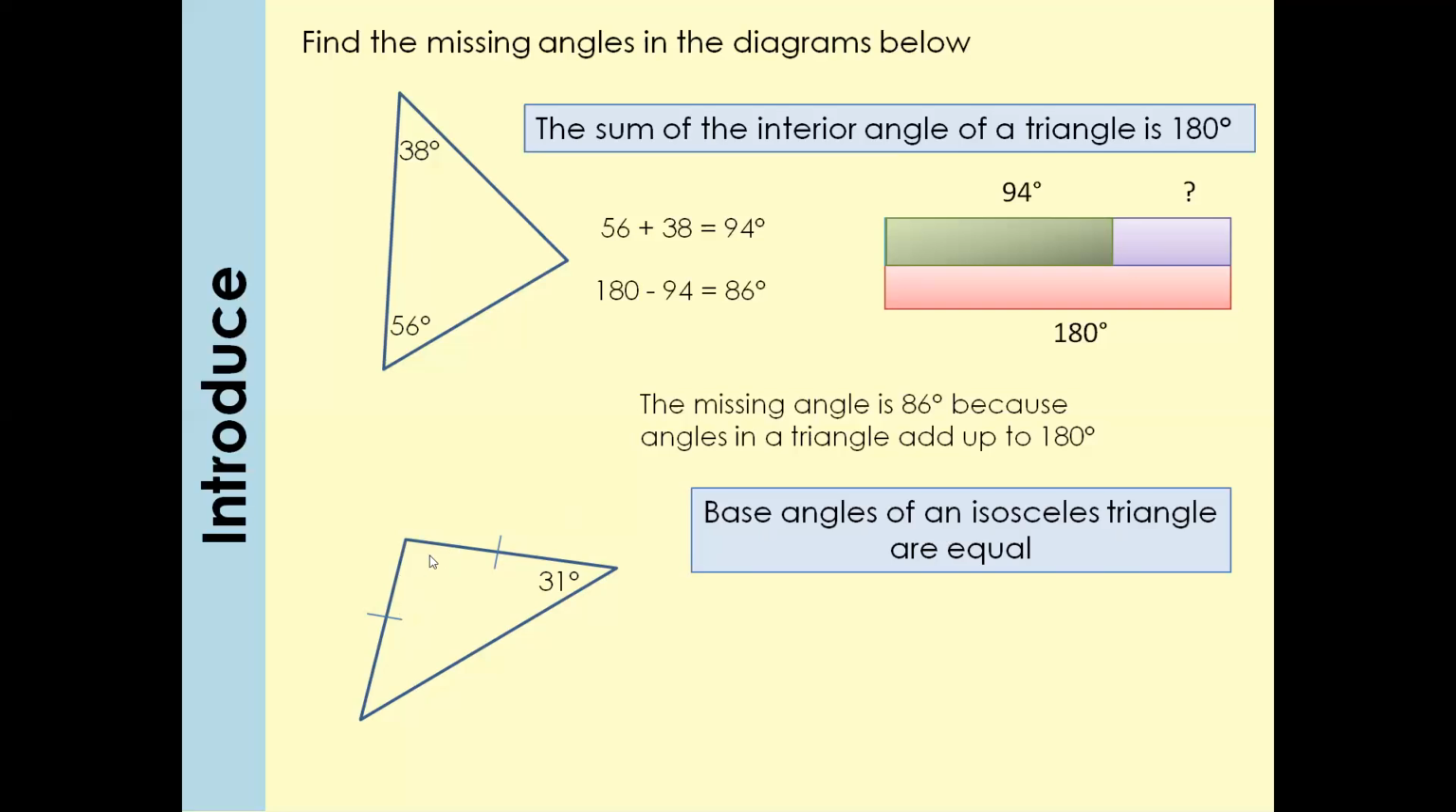To find this, we need to use this fact here. The sum of all the interior angles of a triangle is always 180. So we know that this is 31 and this is 31. To find this angle, all you need to do is to add up these two angles and take away from 180. So add these two, 31 add 31, that will give you 62 degrees. Take away from 180, and the answer is going to be 118 degrees.